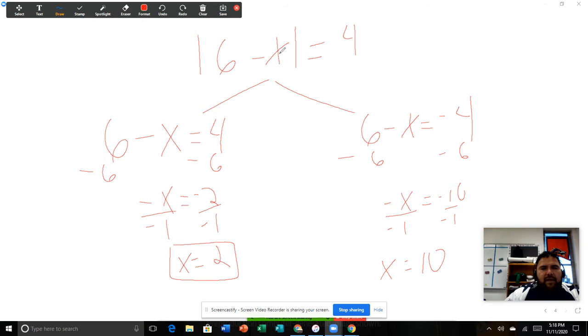Plug those in and see what you get, right? 6 minus 2 is 4. Absolute value of 4 is 4. 6 minus 10 is negative 4. Absolute value of negative 4 is 4. See how that works? Pretty simple.